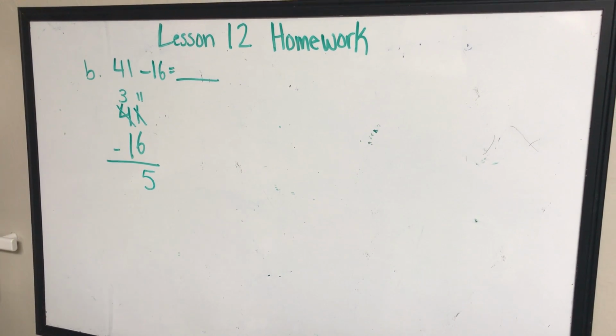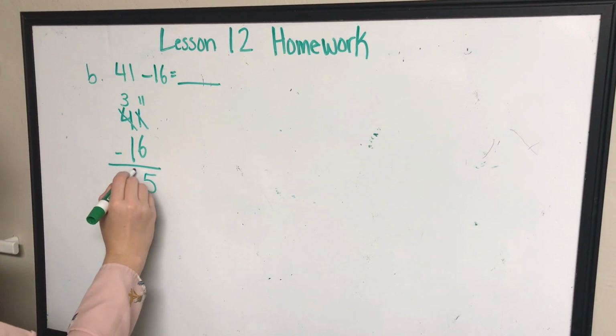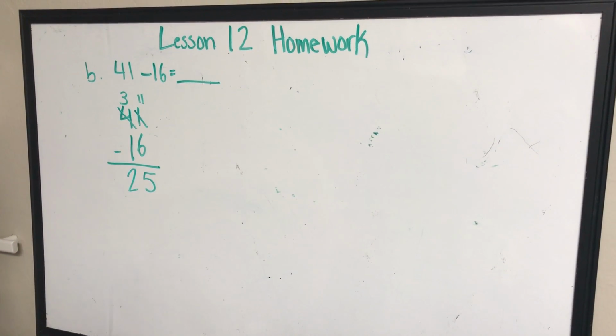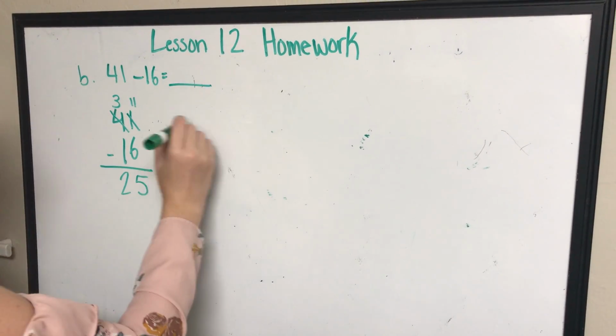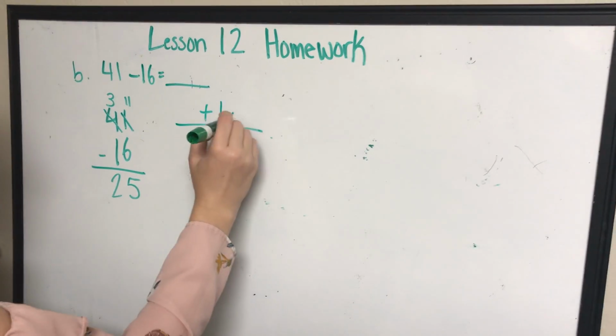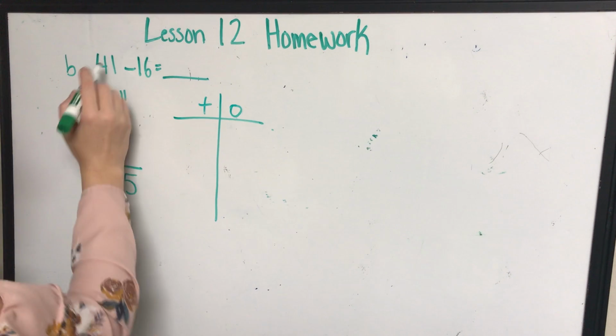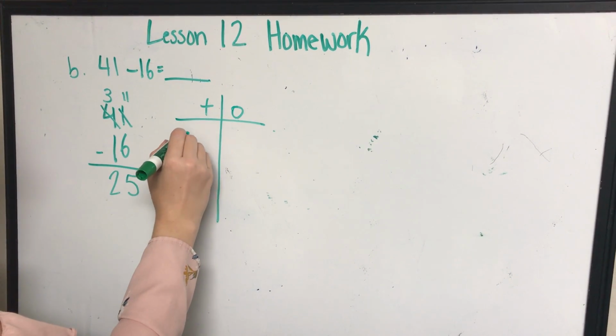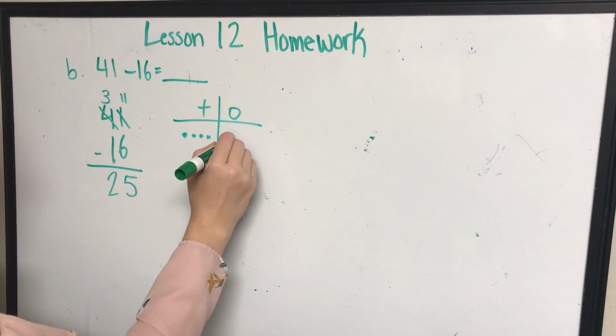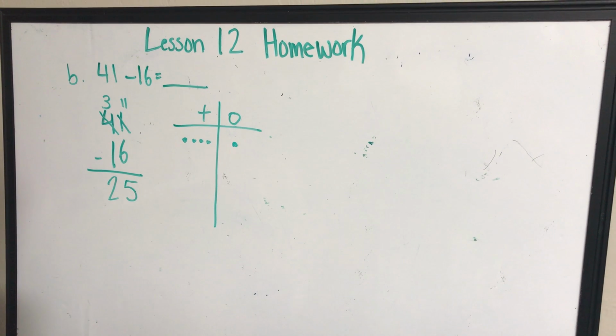3 minus 1. Oh, that's an easy one. I can do that in my head. The answer is 2. So now I have 25, but I can't trust myself. I need to draw my picture. I'm going to set up my picture, my tens and my ones. I always draw my first number first. 41 in this case. 4 tens, 1 one.